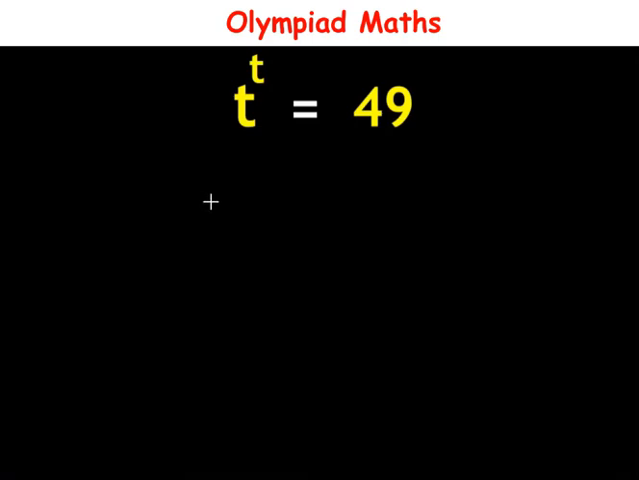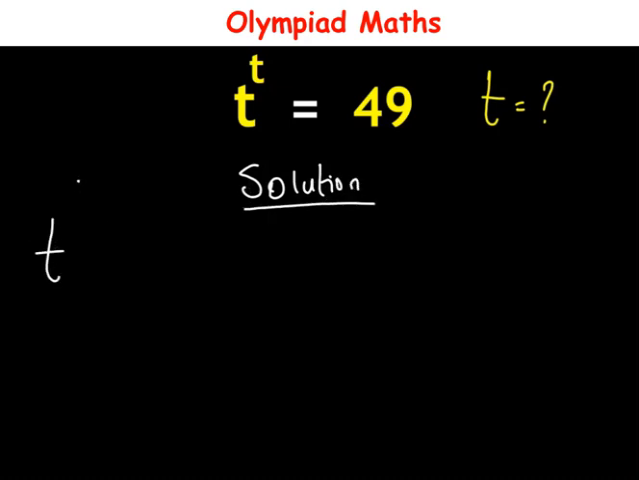Hello everyone, in this video let us solve this question. We have t raised to power t is equal to 49, and here we want to solve for the value of t. So t is the unknown we want to solve for. Now to solve this, solution: the question is t raised to power t is equal to 49.